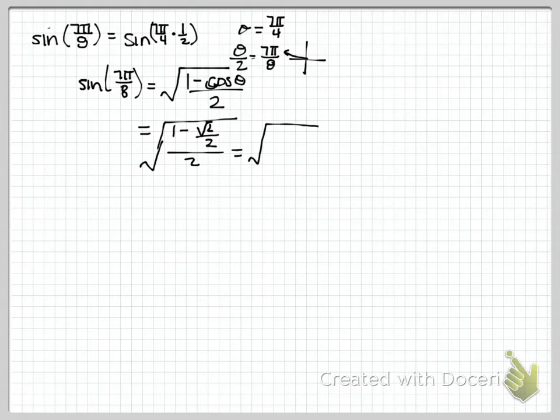Common denominator on top is going to be 2, so it's 2 minus root 2 over, multiply your denominators, so it's going to be 4. Simplify it. I can't do anything on top, so it just becomes 2 minus root 2. But I do know that the square root of 4 is 2. Okay? There's our final example.